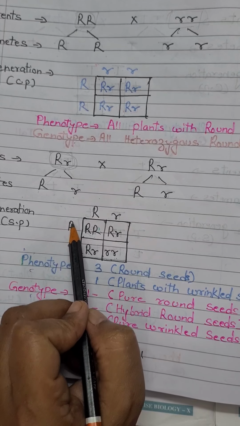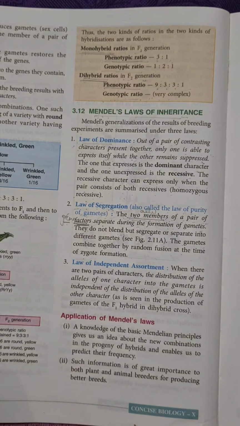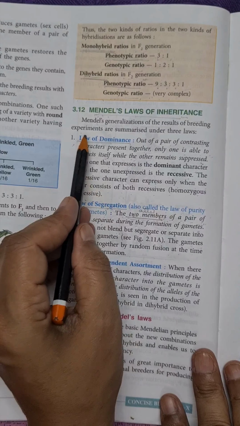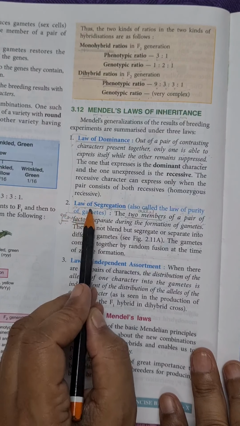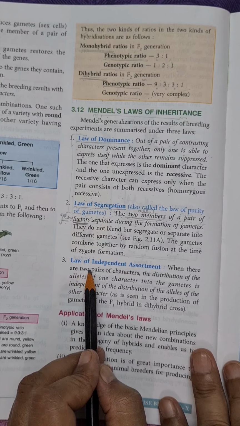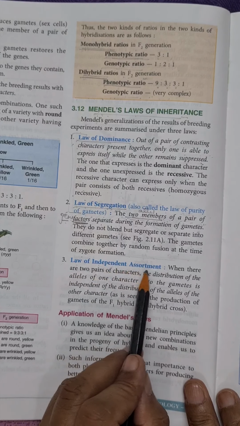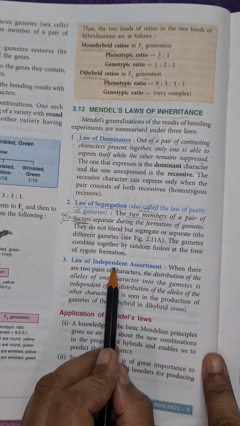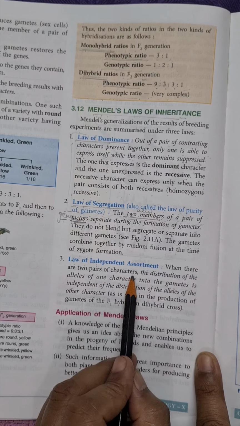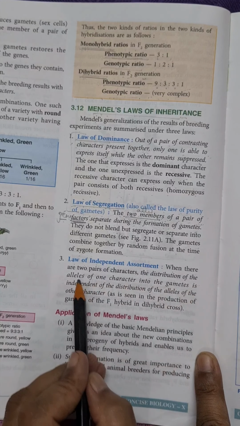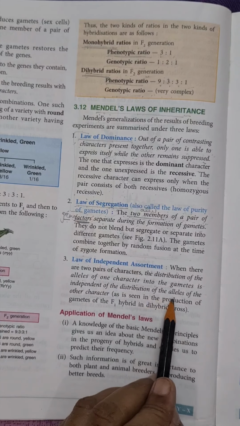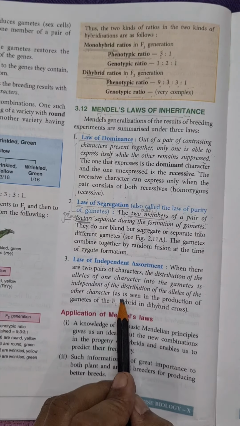Now these two laws, law of dominance and law of segregation, beta, these two laws are related to monohybrid cross. Now the third law of inheritance given by Mendel, that is law of independent assortment, it is related to dihybrid cross. Now when there are two pairs of characters, the distribution of the allele of one character into the gamete is independent of the distribution of the allele of another character.